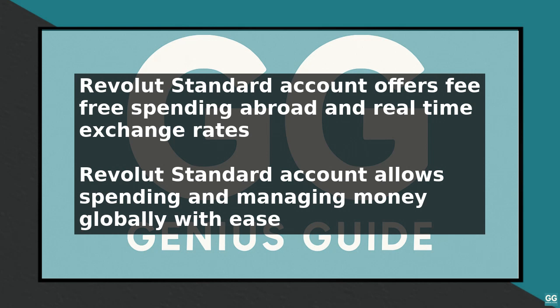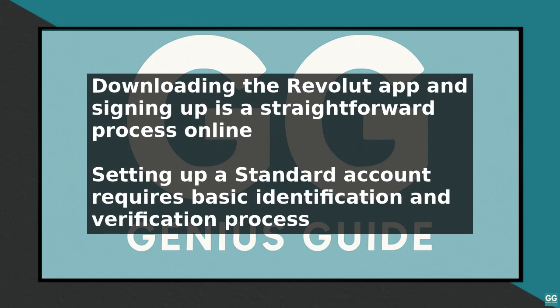First, you need to download the Revolut app and sign up for a standard account. A straightforward process that requires basic identification and verification. Once your account is set up, you can add money to your Revolut account using a debit or credit card, or via bank transfer. You can also set up direct debit for regular payments.